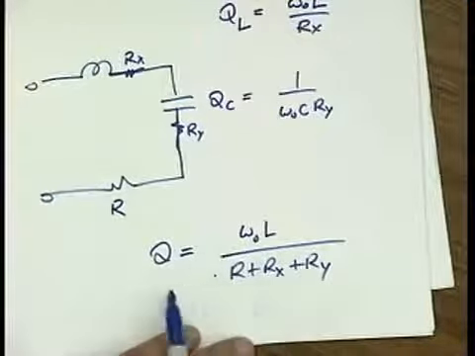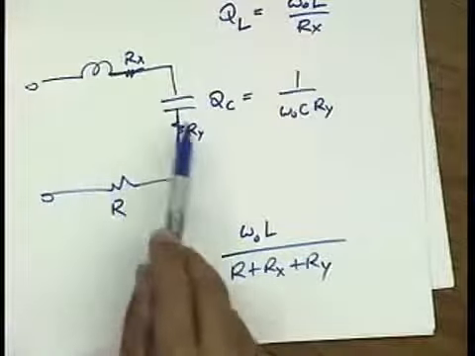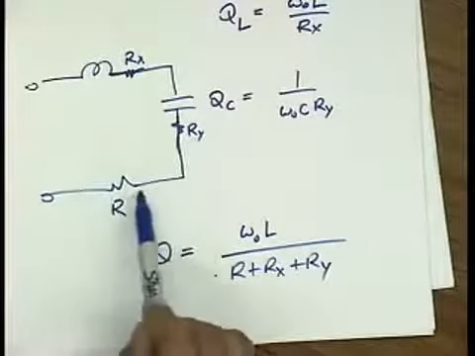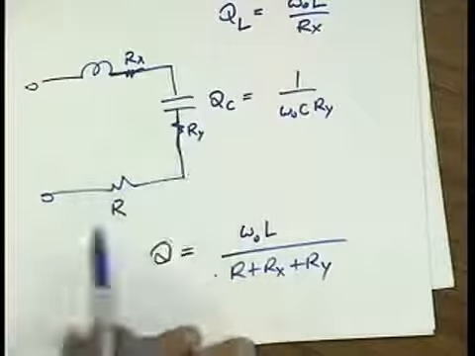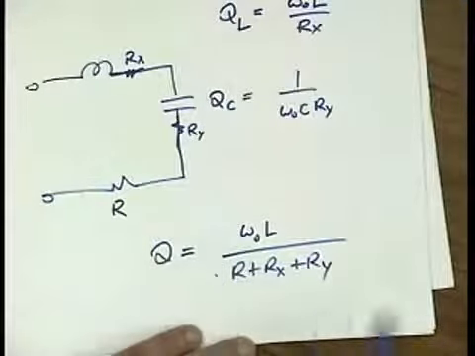In other words, the quality factor is going to be lower than we thought when we were using ideal components. So either we have to make R smaller to compensate, or if we can't make R smaller, we just have to live with the lower quality factor.